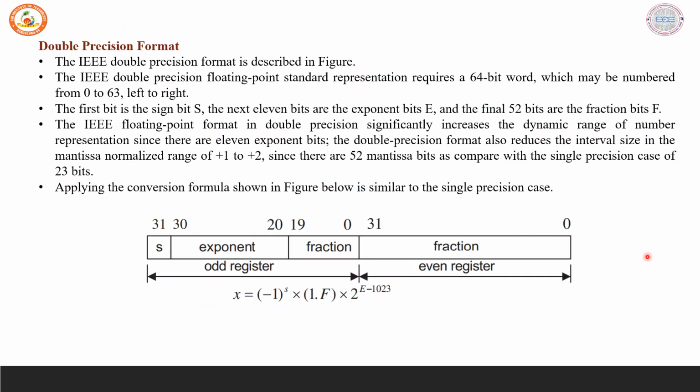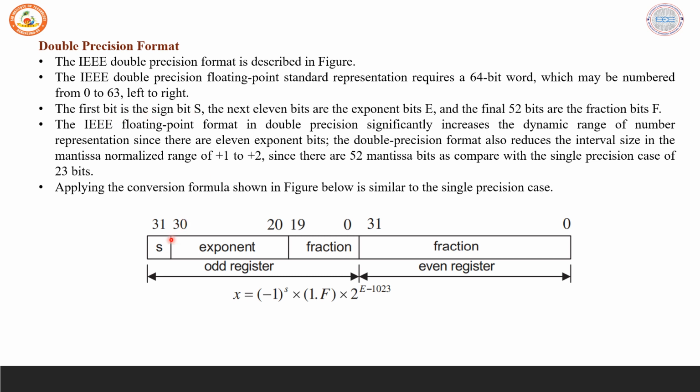Next, moving on to double precision format. This format is described in the figure which is shown below. We observe that double precision has twice the length that of single precision. So it is composed of two fields which is 32 bits each. Total length will be 64 bits. The IEEE double precision format standard representation requires a 64-bit word which may be numbered from 0 to 63, starting from the left going towards the right.